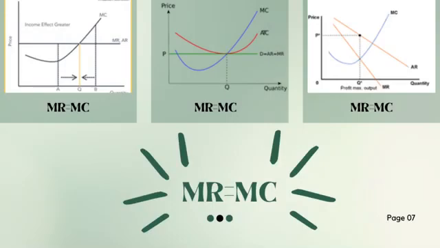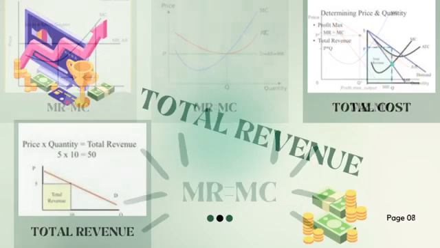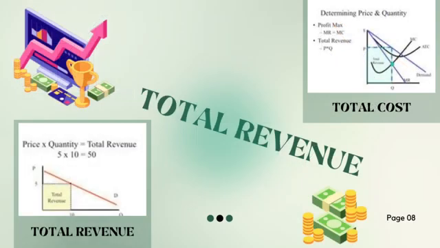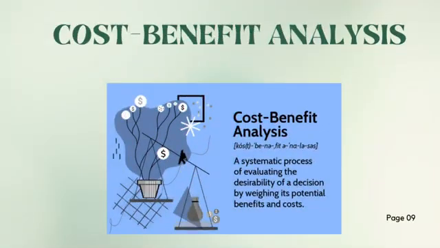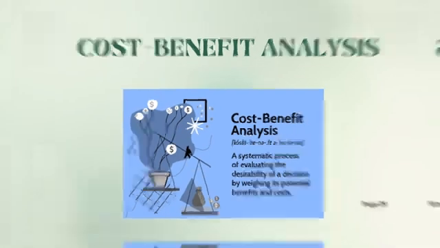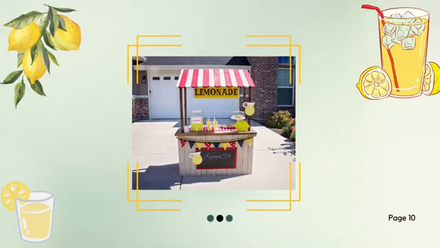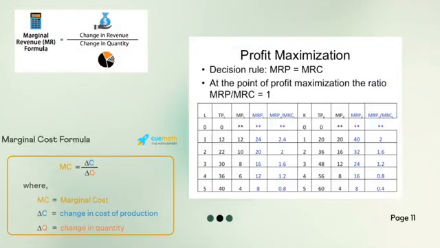The single most important concept for this topic is MR equals MC, which is the profit maximization rule. If total revenue is greater than total cost, then the firm is earning a profit. Now, another important point is cost-benefit analysis. This is where companies decide whether or not producing the next quantity of output is worth it. For example, if you have a lemonade stand and you invest more money into producing lemonade than its actual value, then you'll be losing profit and might want to reconsider.